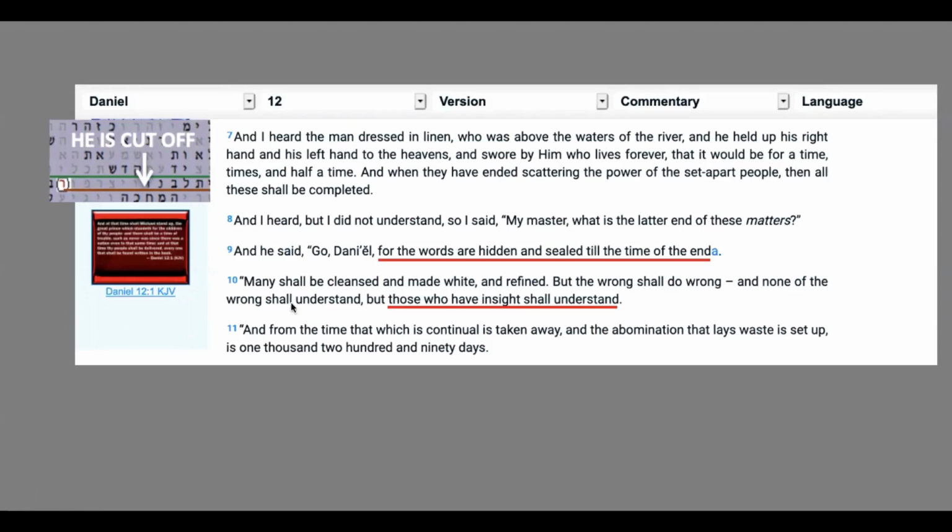Right. And from the time that which is continual is taken away and the abomination that lays waste is set up is 1,290 days. Oh, snap. Yeah. Which is the same as a time, times, and half a time. Wow. So from the time this is set up to when it's completed is that. When the time has to be cut short for no flesh will be left saved. Right. And that's from when they first jabbed someone?